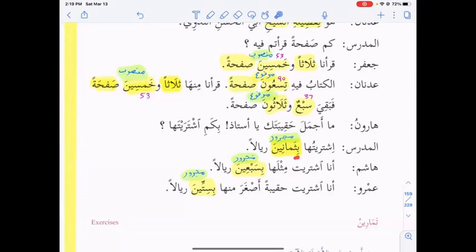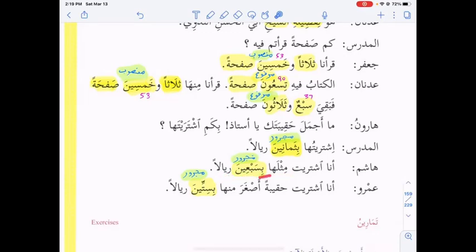Majroor, because B has come, so it is majroor. Majroor bil ya li'annahu, you can just say the rest of it. Jama mudhakkar salim. Hashim says, Ana ishtaraytu mislaha, I bought one like it, bi sabaina riyalan. Sabaina, 70 riyals.